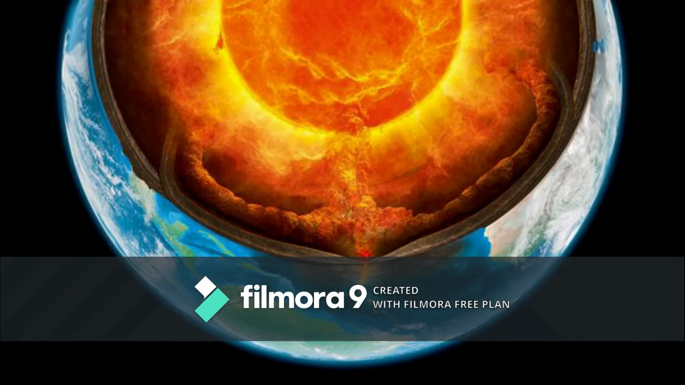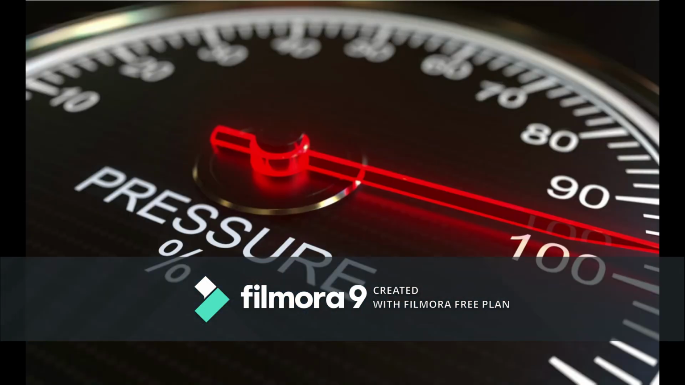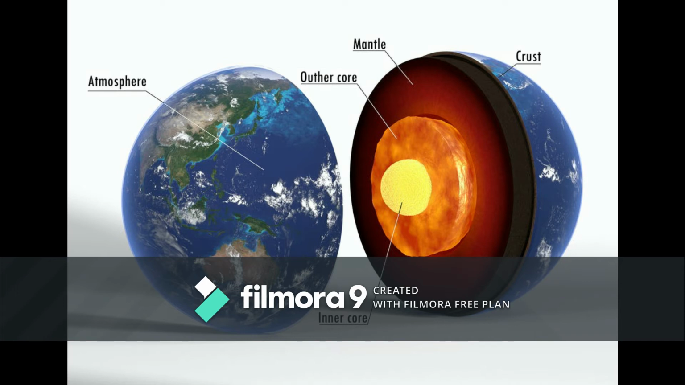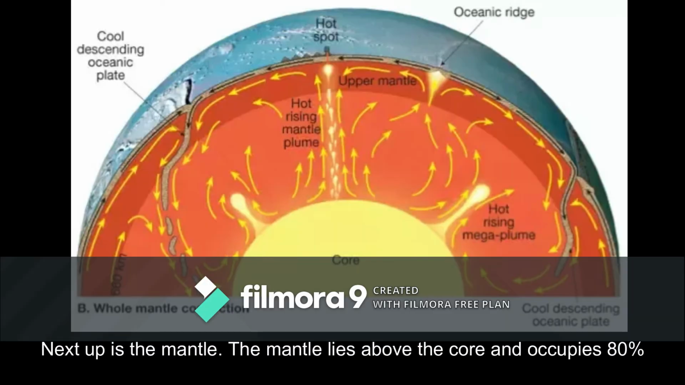The core can also be divided into the inner core and the outer core. The inner core is about 1,400 kilometers thick and is solid due to extreme pressure exerted on it by the surrounding layers. The outer core is about 2,100 kilometers thick and is actually a liquid layer. Next up is the mantle.